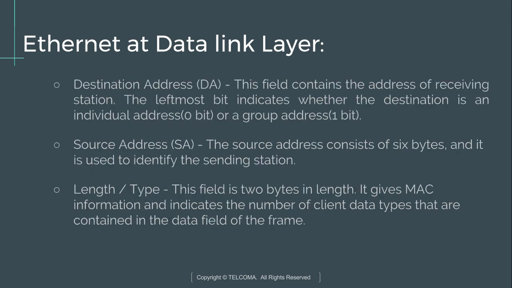Next is the destination address, DA. This field contains the address of the receiving station, and the leftmost bit indicates whether the address is an individual address if it is 0, or a group address if it is set to 1. Then is the source address, SA. The source address consists of 6 bytes and is used to identify the sending station. Then is length or type. This field is 2 bytes in length and gives information and identifies the number of client data types that are contained in the data field of the frame.